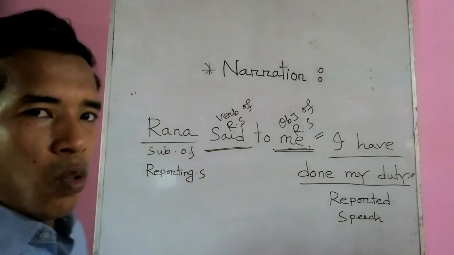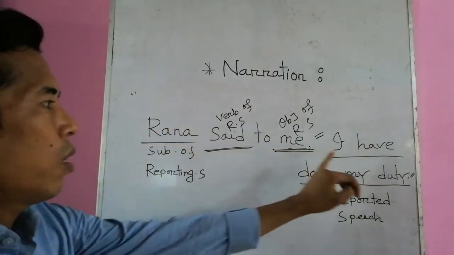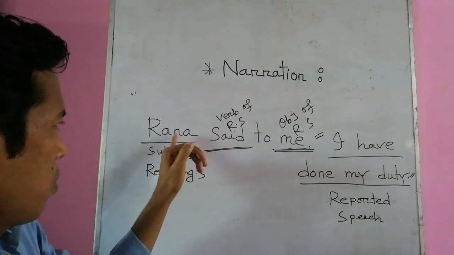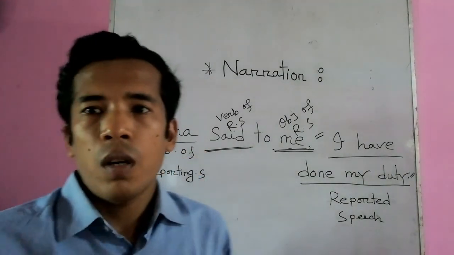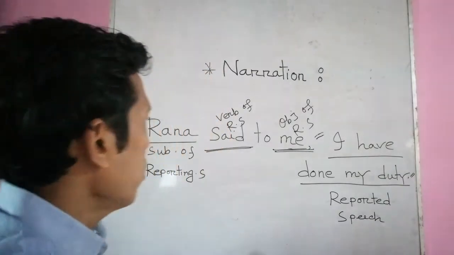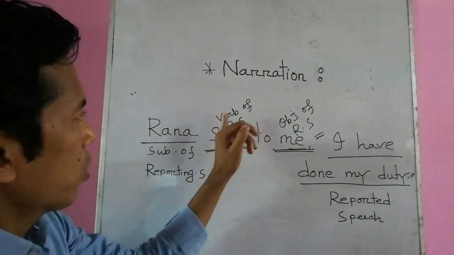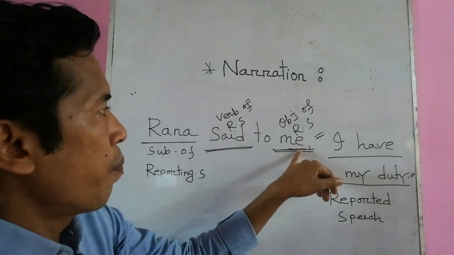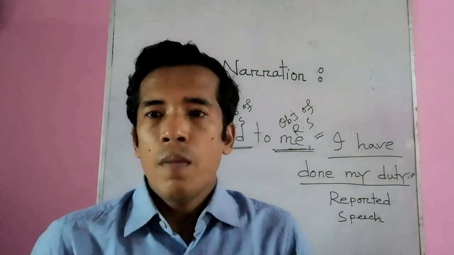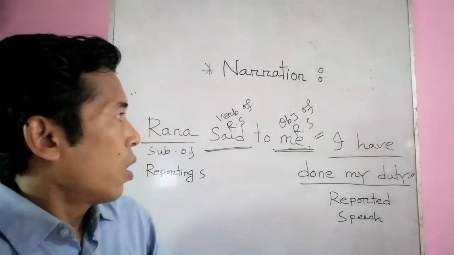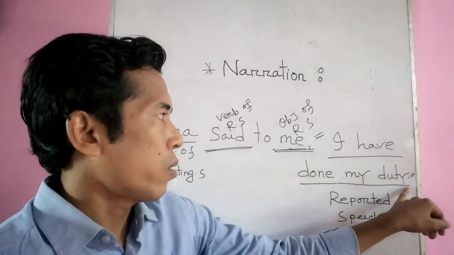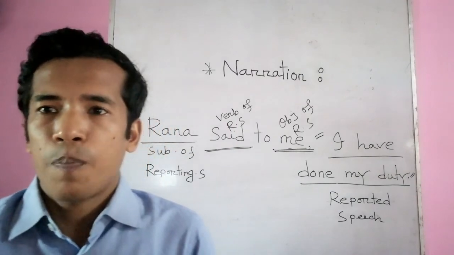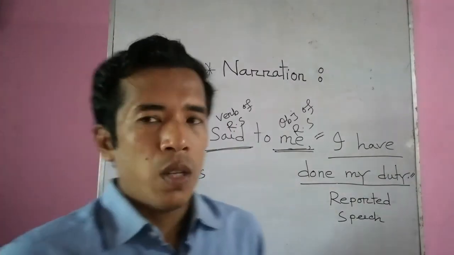I just repeat the structure for your better understanding. Rana said to me, I have done my duty, is our example. Rana is the subject of the reporting speech; Rana is the speaker. Said is the verb of the reporting speech. Me is the object of the reporting speech. I have done my duty is the speech, that means it is called reported speech. I hope you are clear about these things.